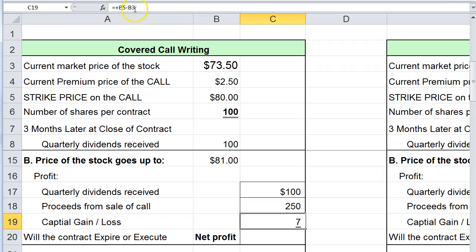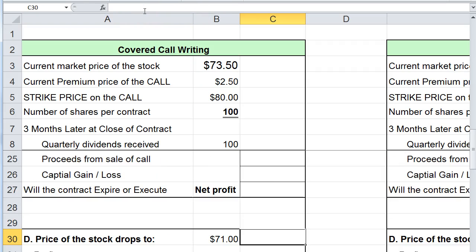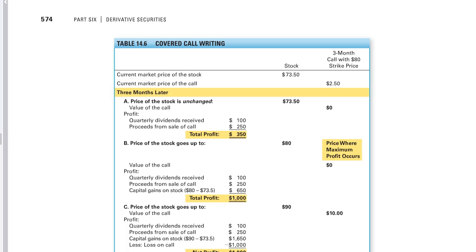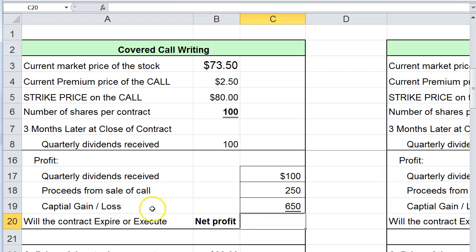But I'm going to have to multiply this by, let me put parentheses here. I have to multiply this by the number of contracts. So 650, yes, just making sure the textbook has the same numbers. So 650 would be my gain.